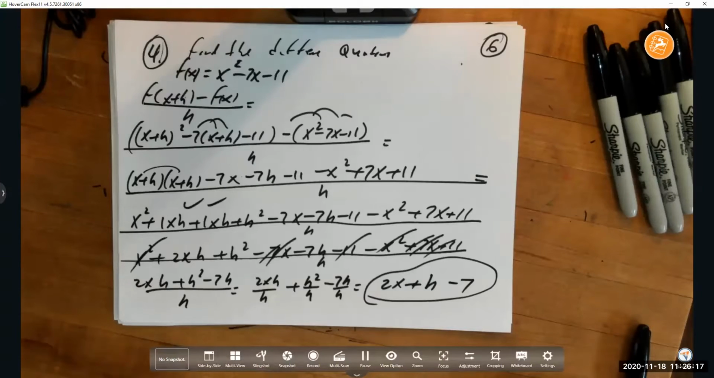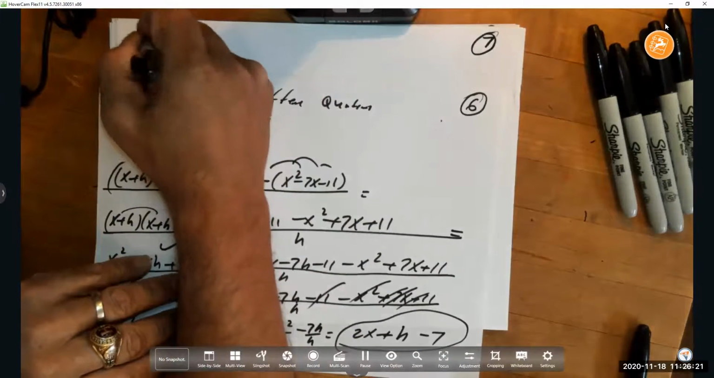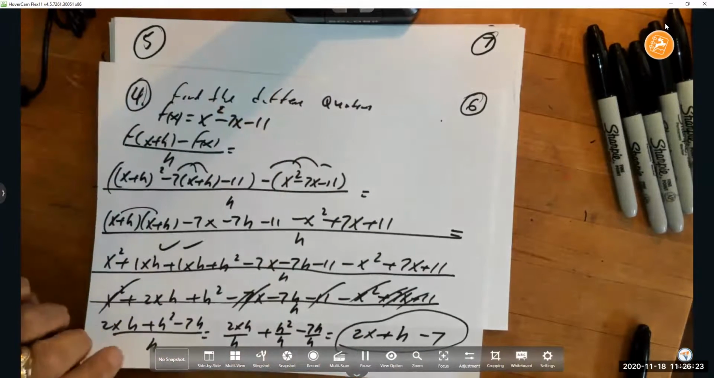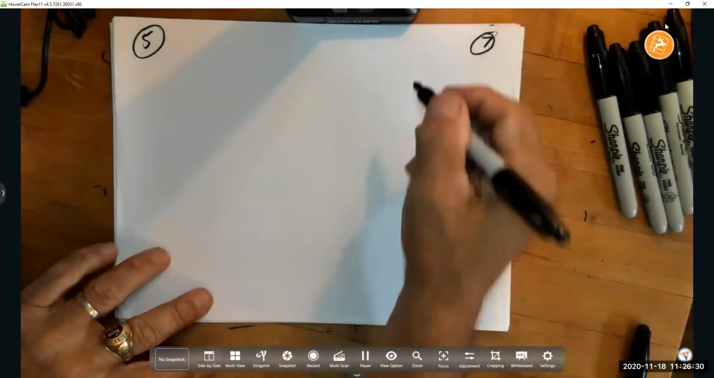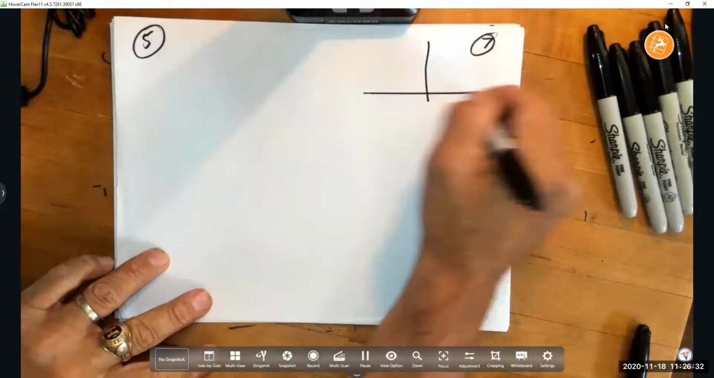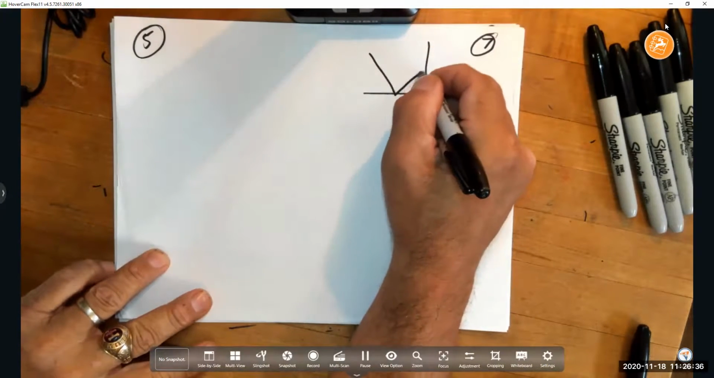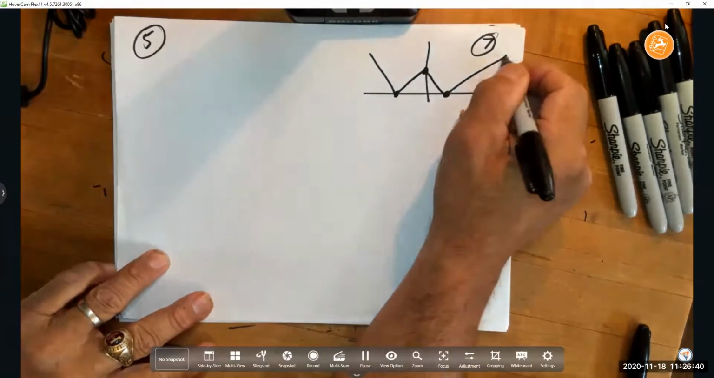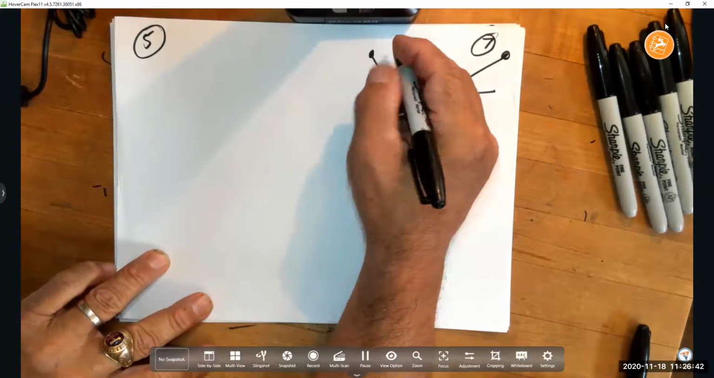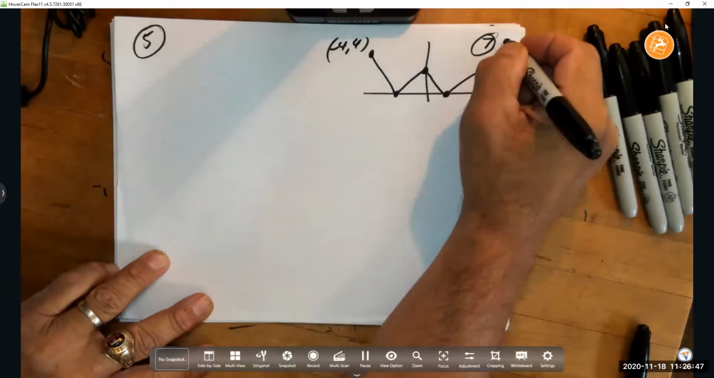Alright, go to the next page. Page number 7, we're going to turn to 5. Alright, next one. It's going to be a picture here. I'll just draw something, like that, like that, like that. And it's going to have spots right there. I'll say this one is negative 4, 4. This one is 4, 4.